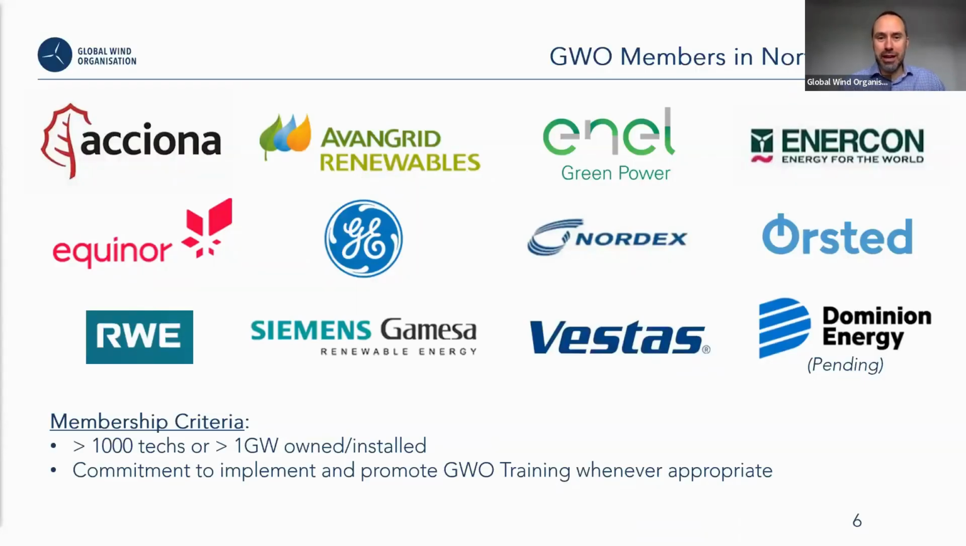GWO is a member-led organization. The organizations listed on this screen are our member organizations that are represented in the North American region. These are large players in the wind industry. The membership criteria is that they have 1,000 or more technicians in the wind industry, or they own or operate more than 1 gigawatt of wind turbines. And then they also have a commitment to implement and promote GWO training wherever appropriate.